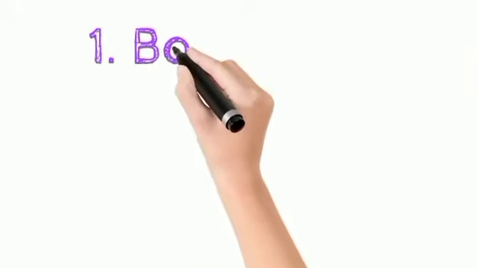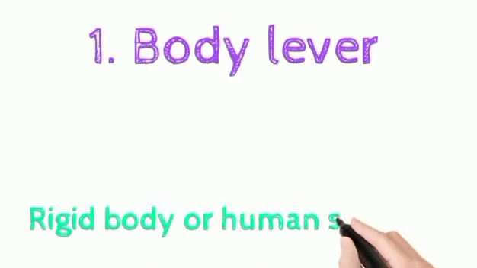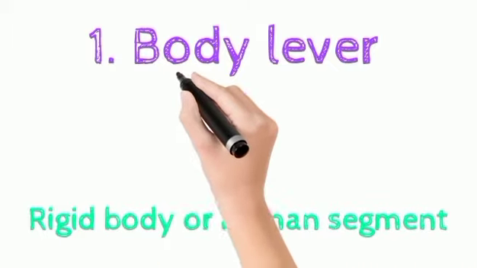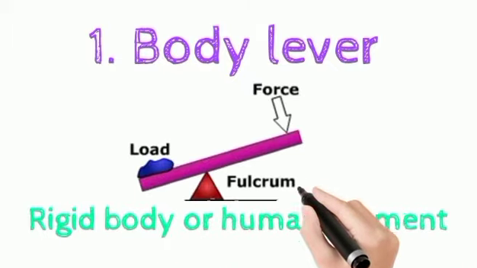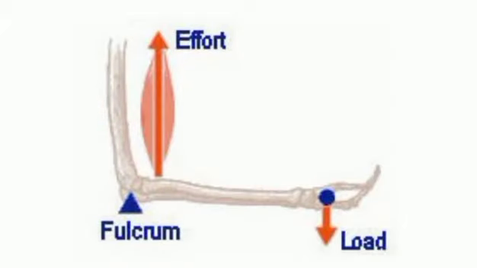So what is this body lever or bony lever? Lever is a rigid body or human segment which contains a fixed fulcrum, force or effort, and resistance or load. Any segment of body acts as lever. For example, elbow joint. Here joint is fulcrum and associated parts are load and effort.